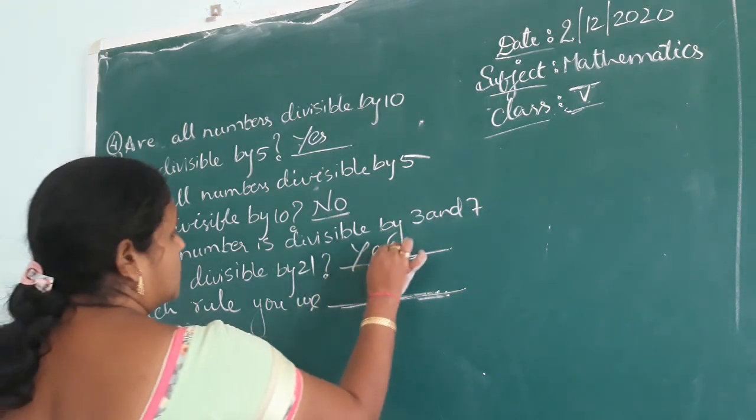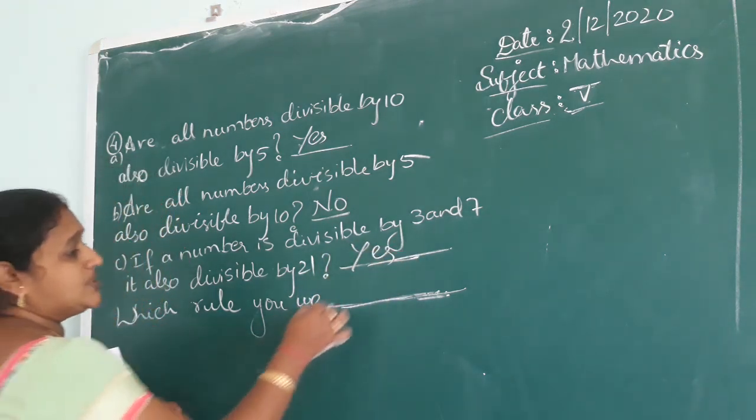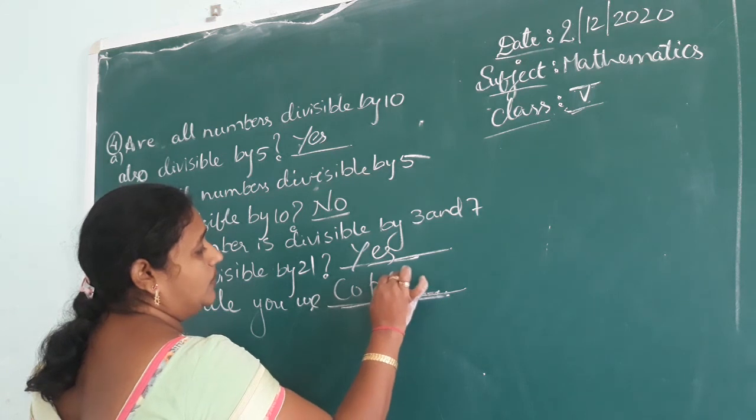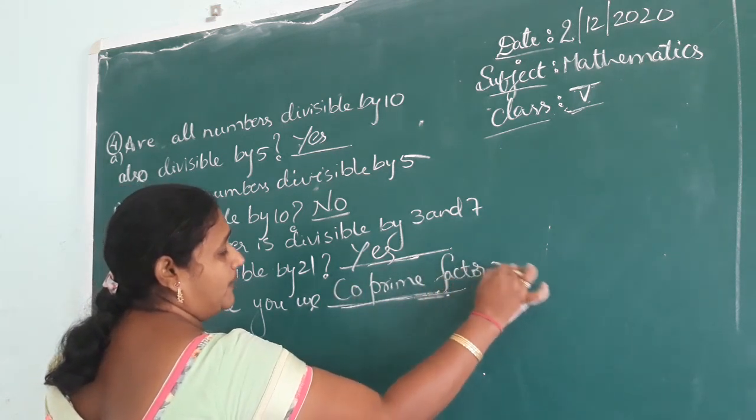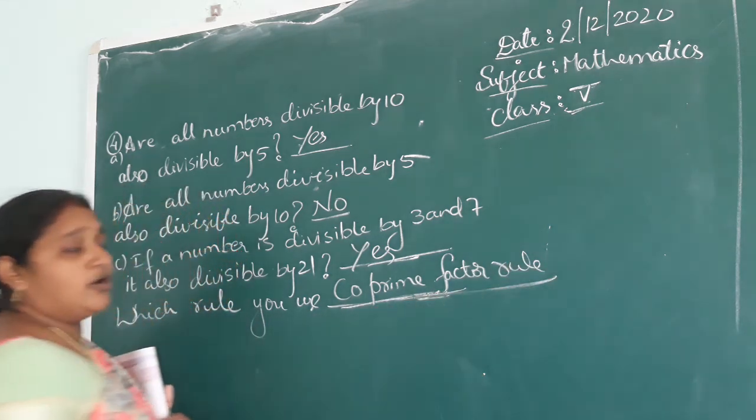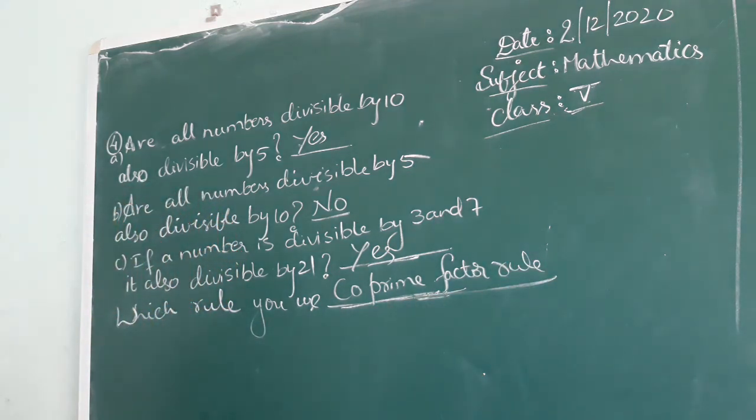Yes. So what type of rule is it? We call this rule the co-prime factor rule. Next, fifth one.